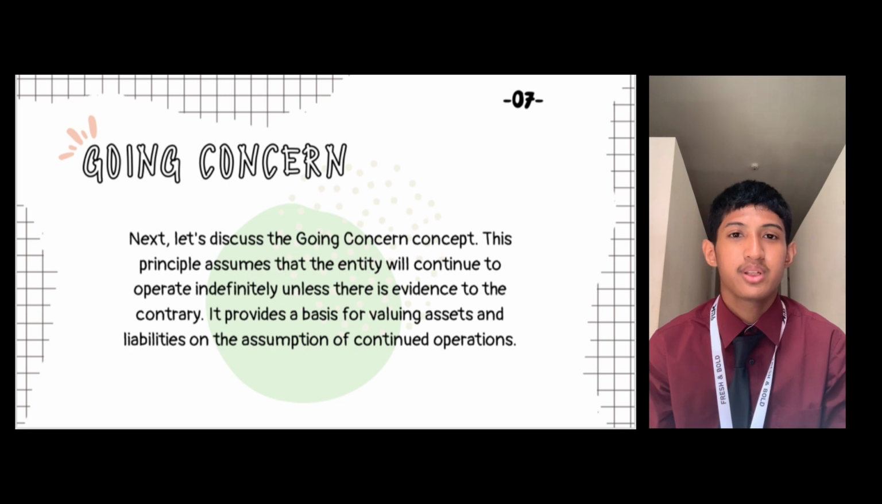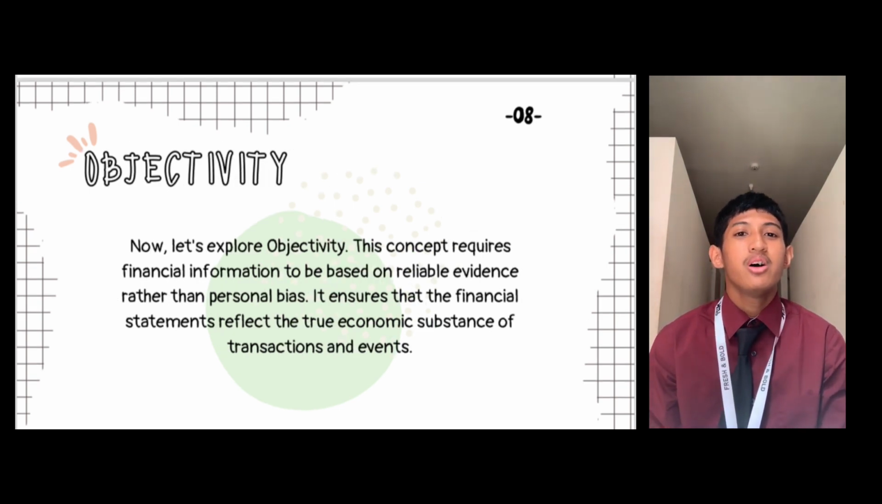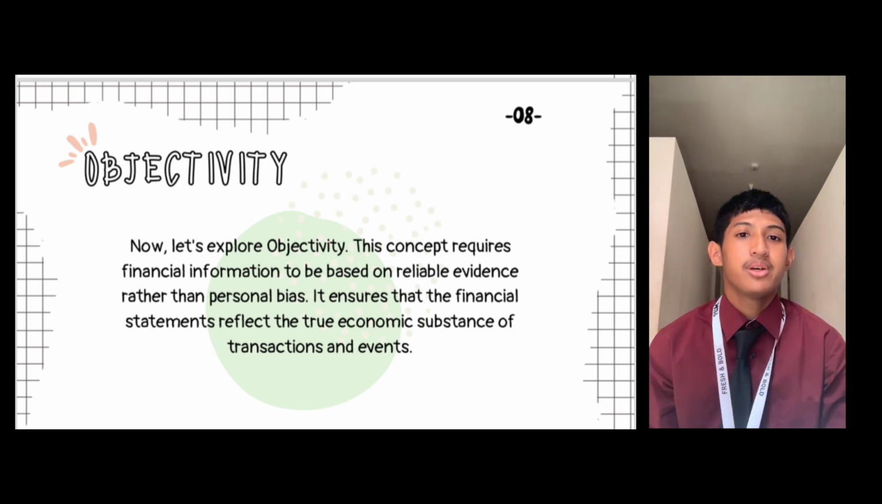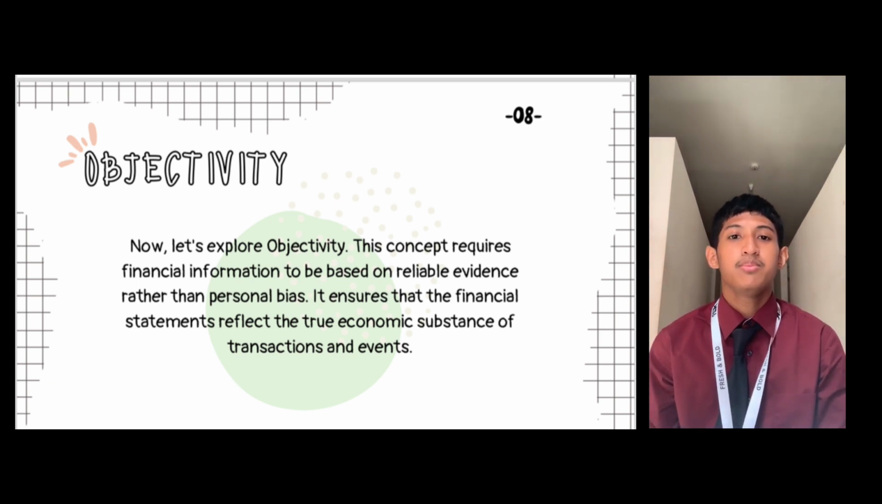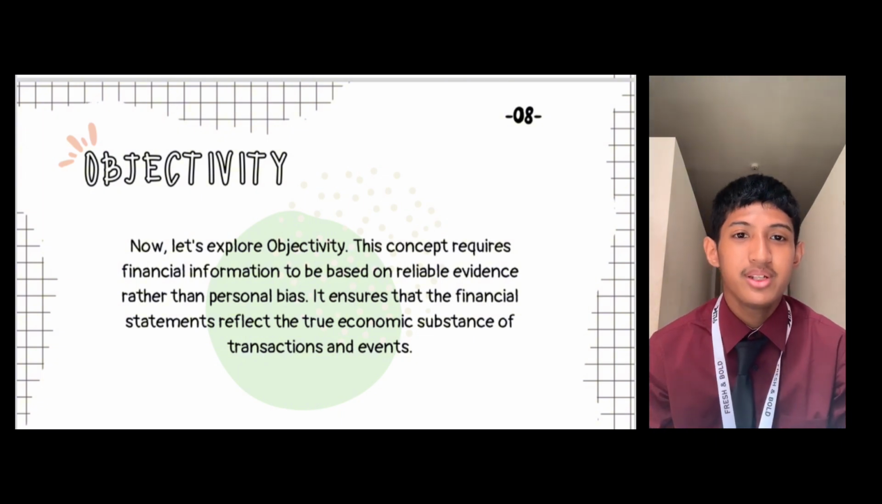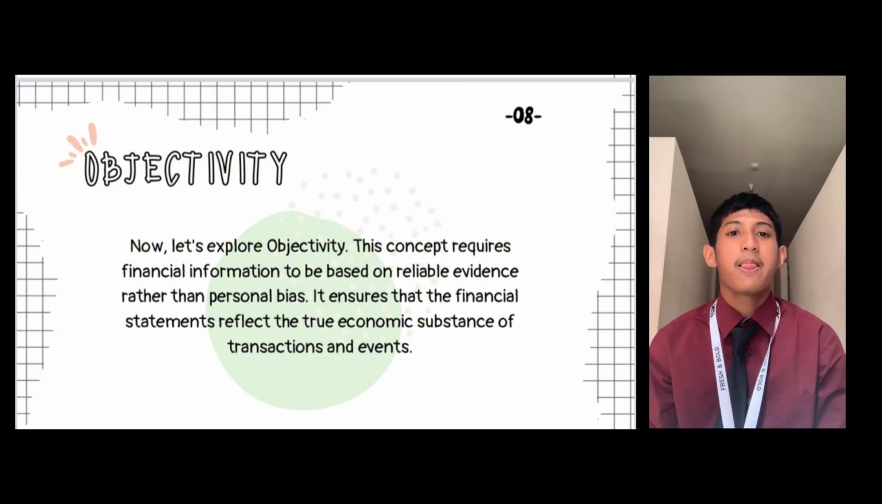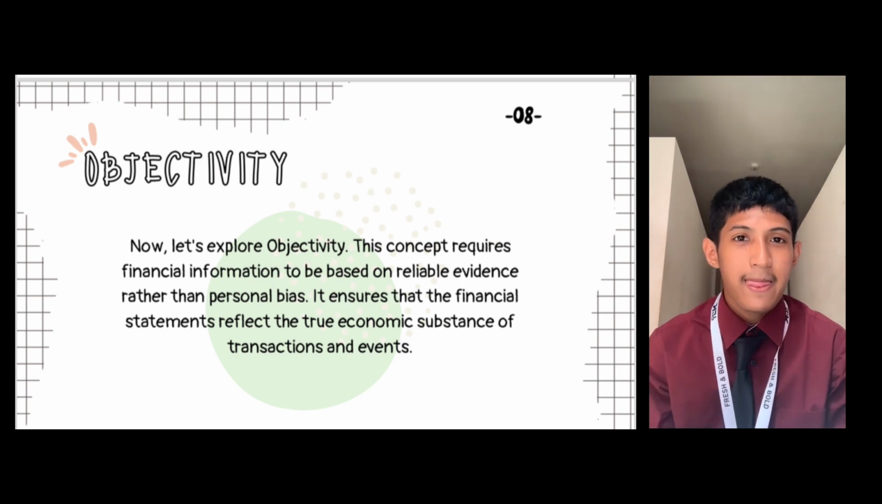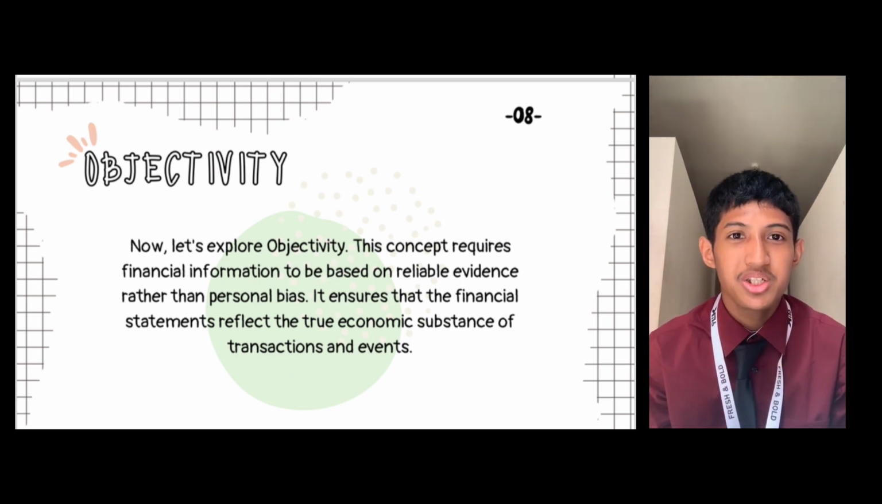Objectivity. Now let's explore objectivity. This concept requires financial information to be based on reliable evidence rather than personal bias. It ensures that the financial statements reflect the economic substance of transactions and events.